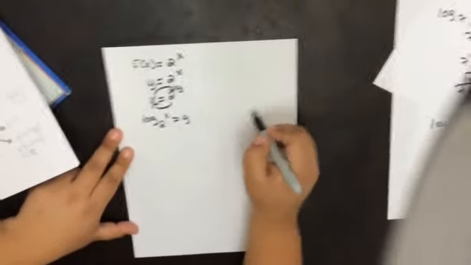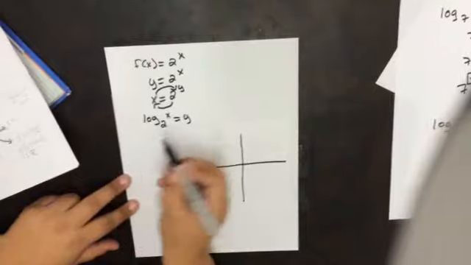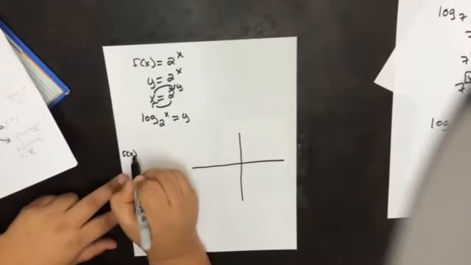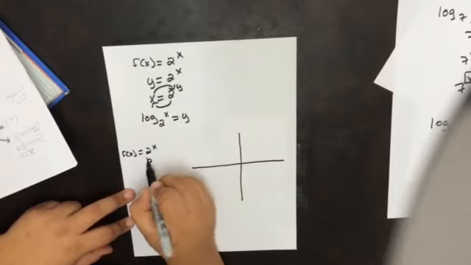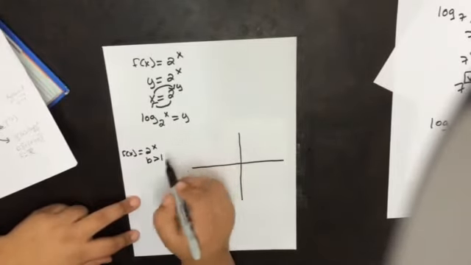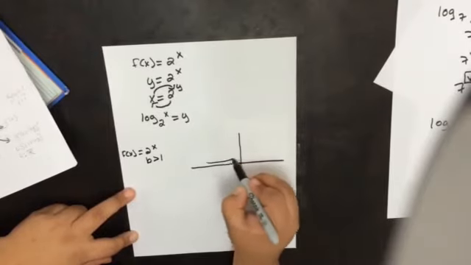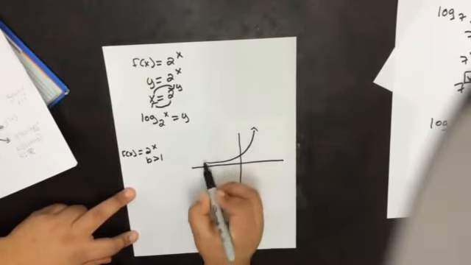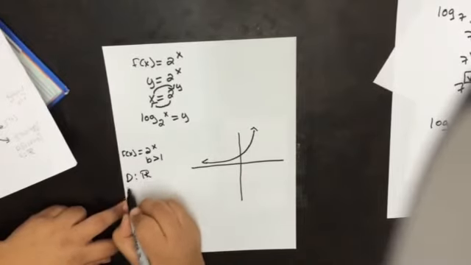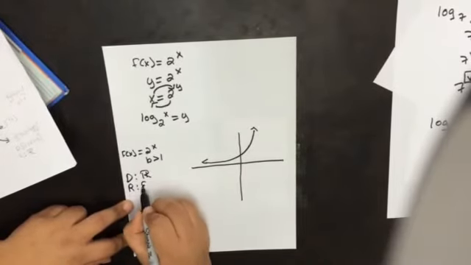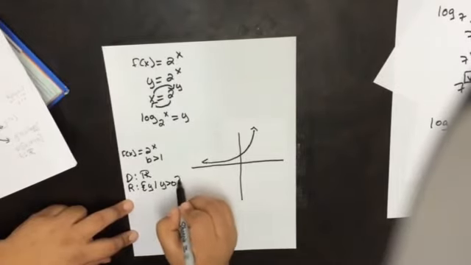And if we're graphing, we have f of x equals 2 to the x. Since b is greater than 1, it's going to be an exponential growth. That's going to look something like this. The domain is going to be all real numbers, and the range is going to be all y's such that y is greater than 0.